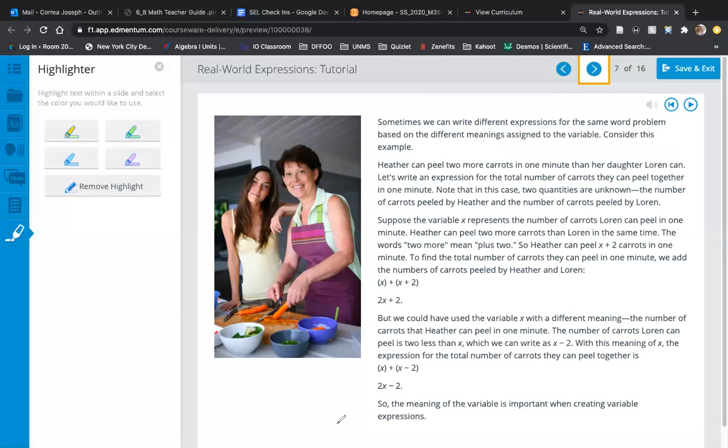We've got a couple of examples left here, okay? So we're looking now over here on this slide. It's going to explain how you can have 2 different expressions to talk about the same problem. It's going to sound confusing at first, but let's just be careful here, okay? It says sometimes you can write different expressions for the same word problem based on the different meanings assigned to the variable. So this hinges on what you name your variable, okay?